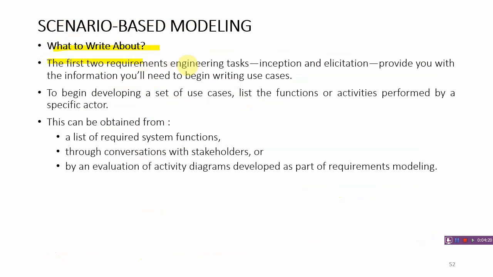The first two requirements engineering tasks, inception and elicitation, will provide you with the information you will need to begin writing the use cases. So to begin developing a set of use cases, the list of functions and activities to be performed by a specific actor has to be mentioned. This can be obtained from a list of required system functions through conversation with stakeholders or by an evaluation of activity diagrams developed as part of requirements modeling.